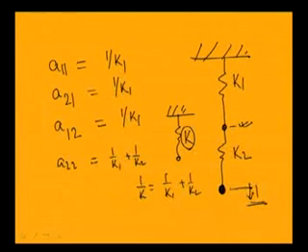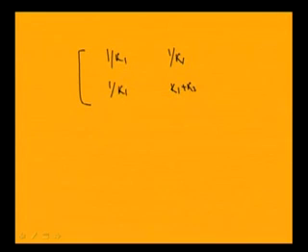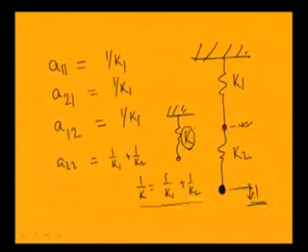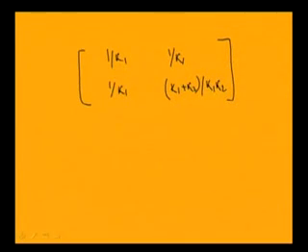So the flexibility influence coefficient matrix becomes 1 by K1, 1 by K1, then 1 by K1, and K1 plus K2 by K1 K2. I have added these two: when you add 1 by K1 plus 1 by K2, this becomes K1 plus K2 by K1 K2. In this way you can find the influence coefficients of a simple system.